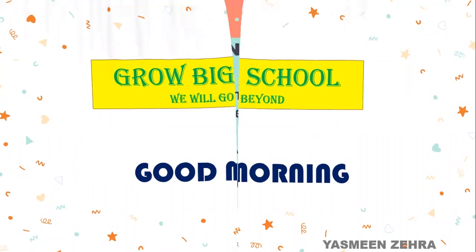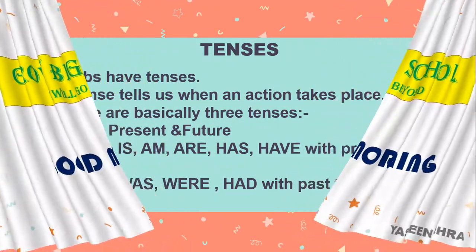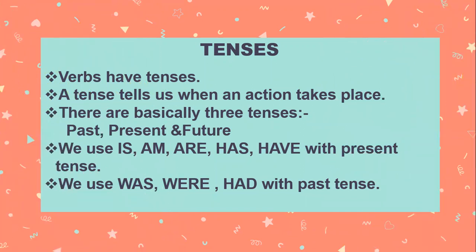So, children, today we are going to learn about the chapter Simple Present Tense. But before we begin, let me ask you, what are tenses? Or let us learn what tenses are. Okay? So, tenses: all the verbs have tenses. A tense tells us when an action takes place.